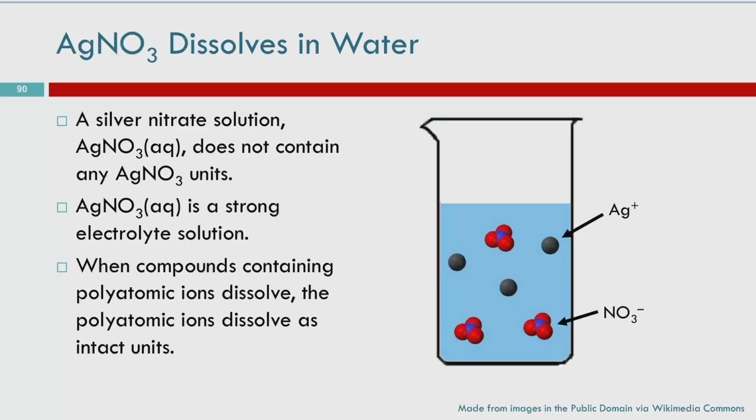Silver nitrate in solution dissolves, and it's a strong electrolyte solution. What does it mean to be a strong electrolyte solution? It's not just that there's a lot of ions. It's related to that. That's the electrolyte part. So the electrolyte part means that it conducts electricity.